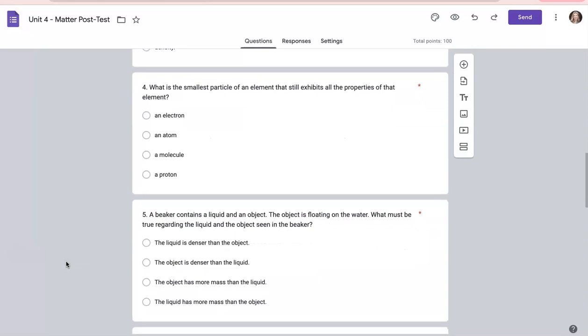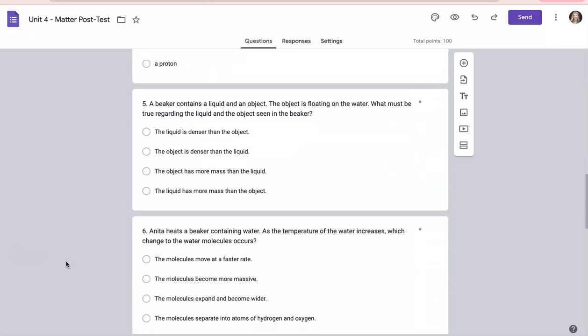Number 4, what is the smallest particle of an element that still exhibits all the properties of that element? This is a question that's asking what is the smallest particle. It cannot be broken down any farther. An electron, an atom, a molecule, or a proton.